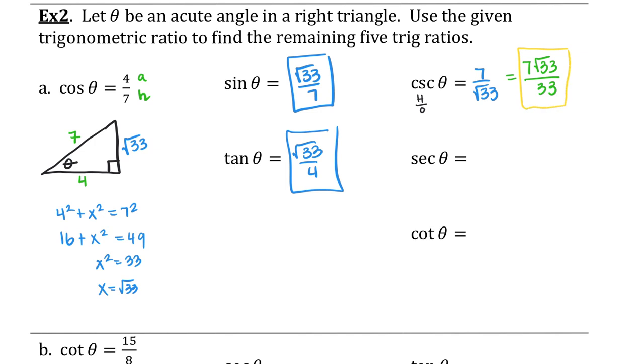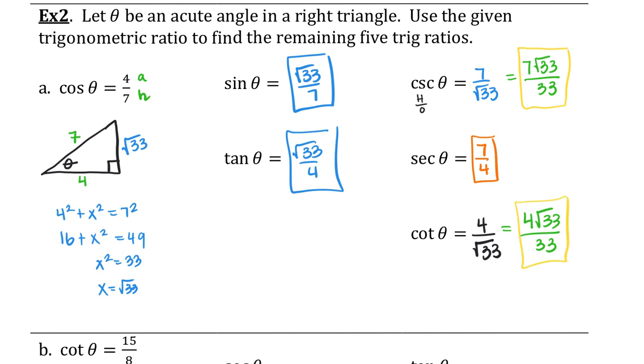Okay, what's secant? Secant is the reciprocal of cosine. We know that cosine is 4 over 7, so secant is going to be the reciprocal. Cotangent is the reciprocal of tangent. So let's take our tangent answer and flip. And then because I can't leave a radical at the bottom, we're going to rationalize it. If I multiply by root 33 at the top, I get 4 root 33. At the bottom, root 33 times root 33 turns into 33.